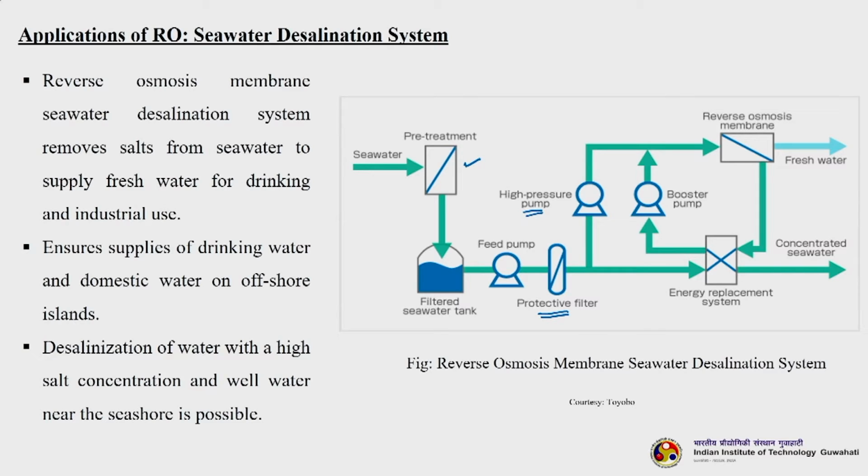So, this is your RO system. This high pressure pump is required to supply the delta P that is required to do the RO. When the RO membrane desalinates the seawater, you get fresh water as the permeate. Whatever the retentate is, that is nothing but the concentrated seawater. That again goes to something called an energy recovery system, where, many times, energy is required to be recovered using certain specialized systems.